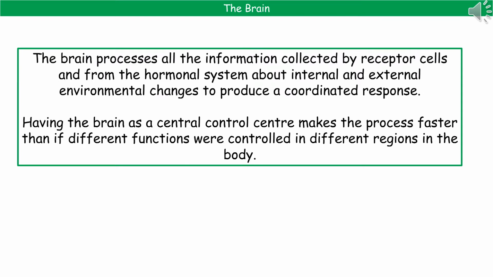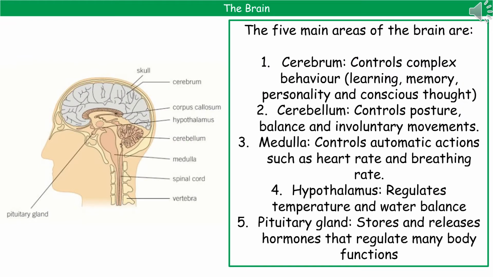The next topic we're going to look at is the brain. And the brain is vitally important because it's going to process all of the information collected by those receptor cells and from the hormonal system about any internal and external environmental changes and then produce a coordinated response to them. Having the brain as that central control centre makes the process much faster than if we had different functions controlled by different regions in the body.